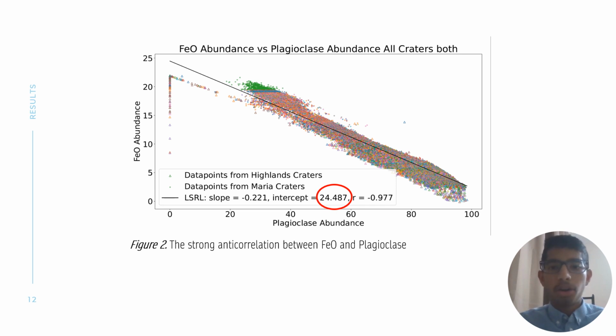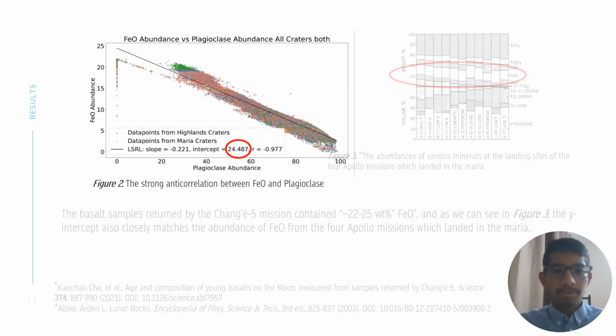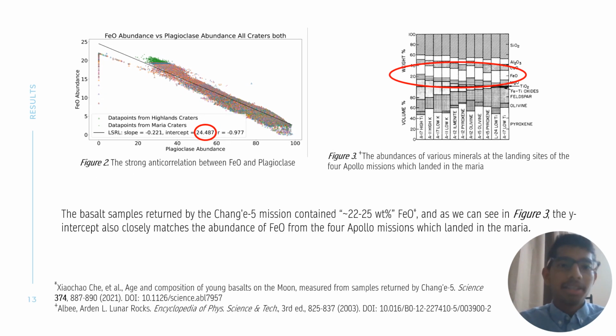Let us now see whether this condition is met. If we look at this very strong correlation between iron oxide, a basaltic mineral, and plagioclase, a hyaline mineral, we find a y-intercept of around 24. So for the model to be verified, the abundance of iron oxide in the maria should be 24% by weight. Is this value corroborated? Yes, it is. The basalt samples returned by the Chang'e 5 mission contained around 22 to 25 weight% of iron oxide, and as we can see in figure 3, our y-intercept also closely matches the abundance of iron oxide from the 4 Apollo missions which landed in the maria.